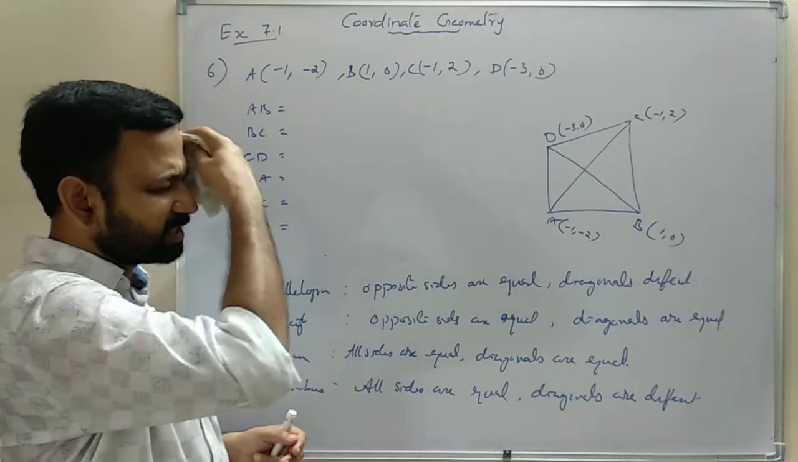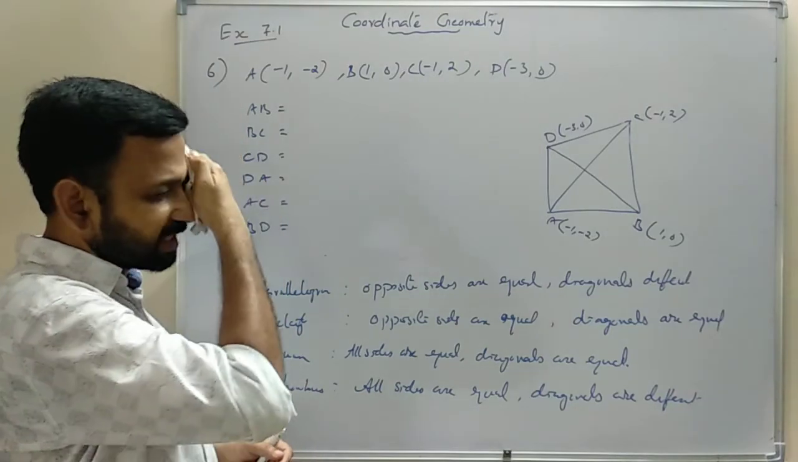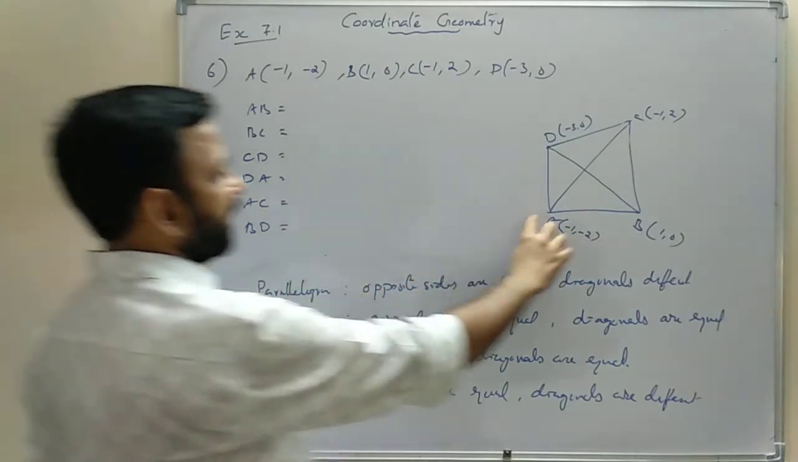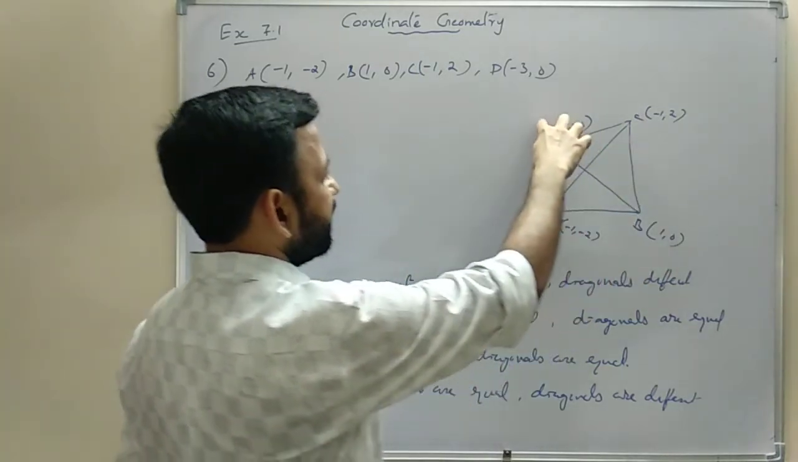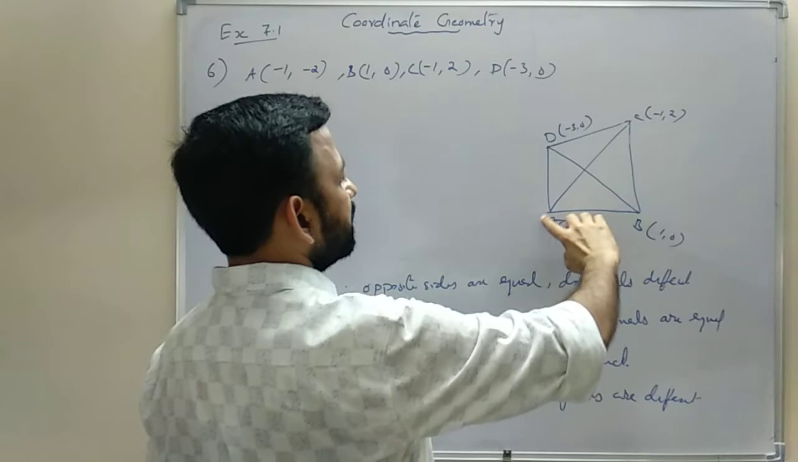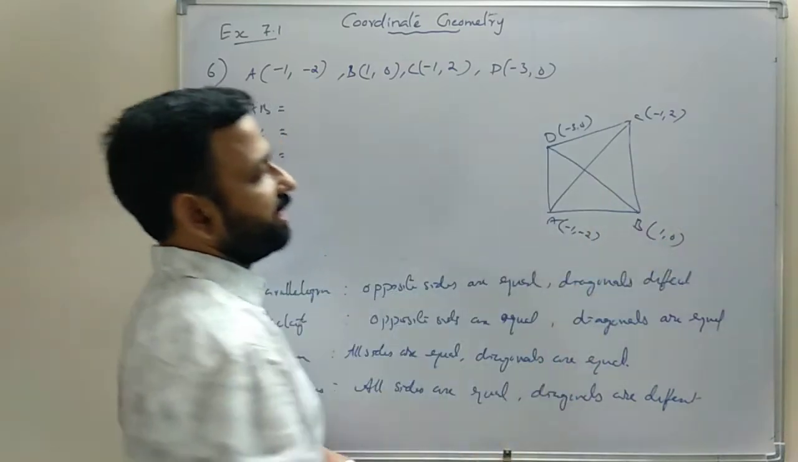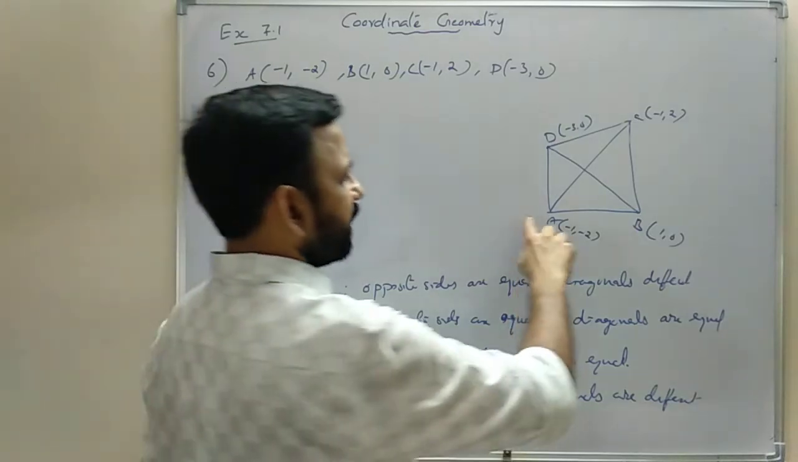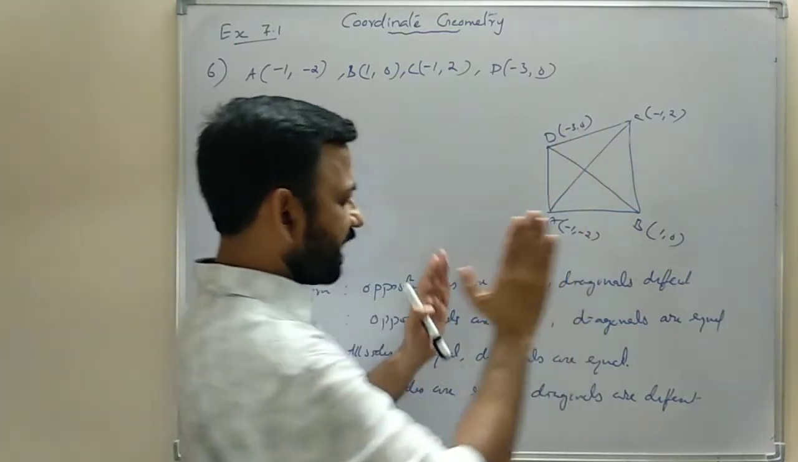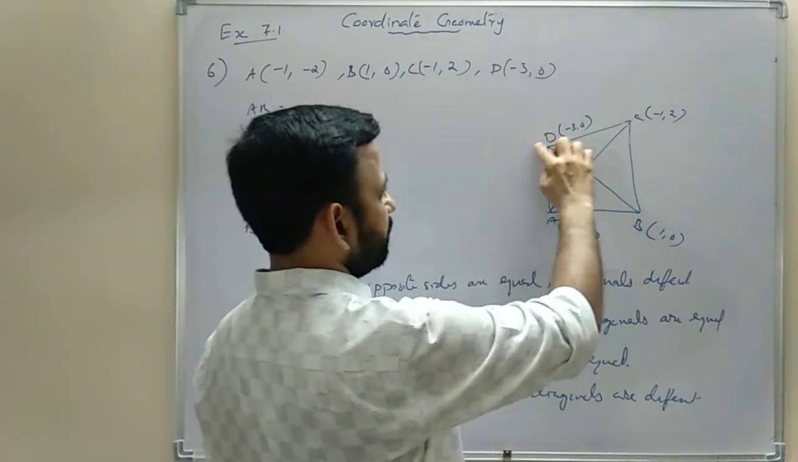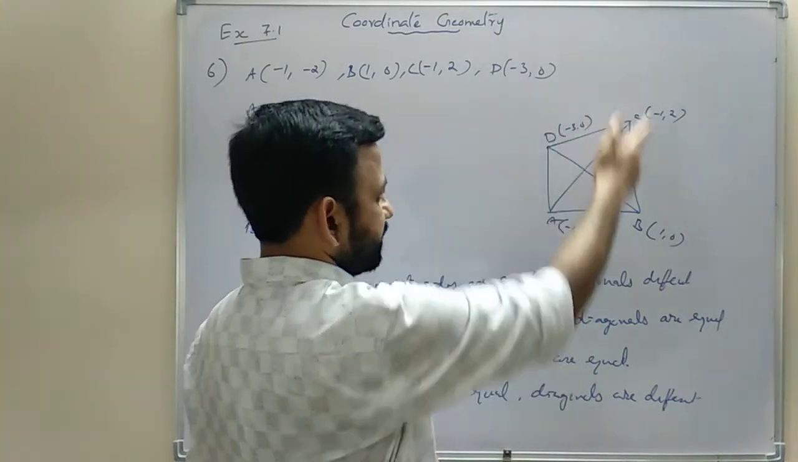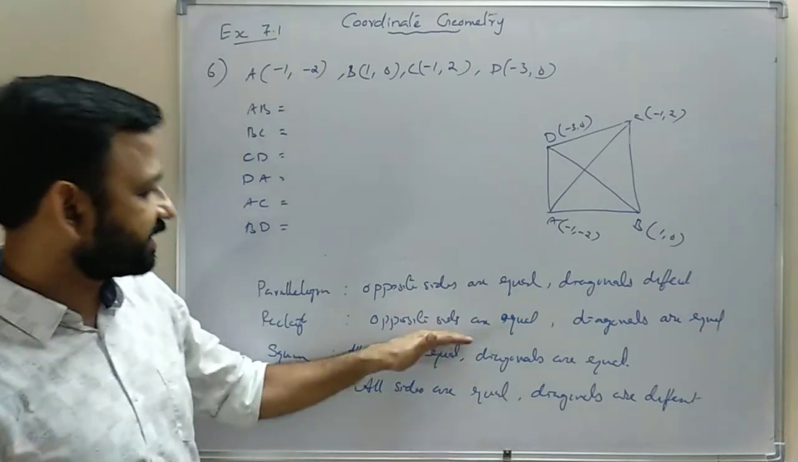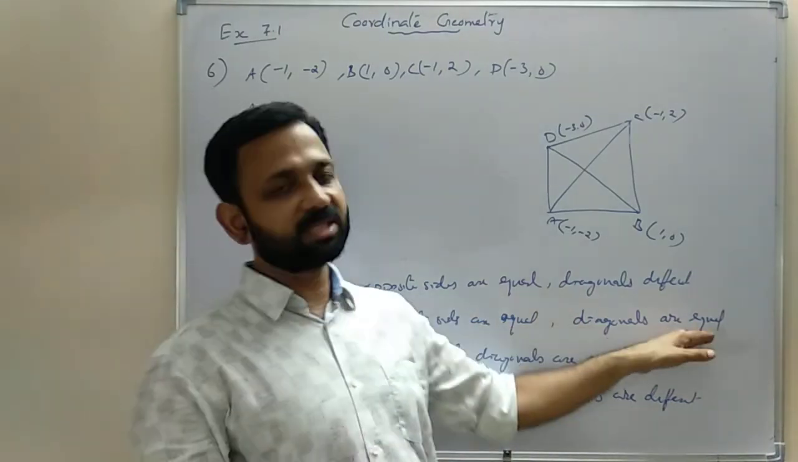If opposite sides are equal and the diagonals are different, then it will be a parallelogram. So opposite sides, if AB equal to CD and AD and BC are equal, then diagonals AC not equal to BD, it will be a parallelogram. Then if opposite sides are equal and diagonals are equal, that is AB equal to DC, AD equal to BC and diagonals also equal, then we can say that it is a rectangle. Opposite sides are equal, diagonals are equal.